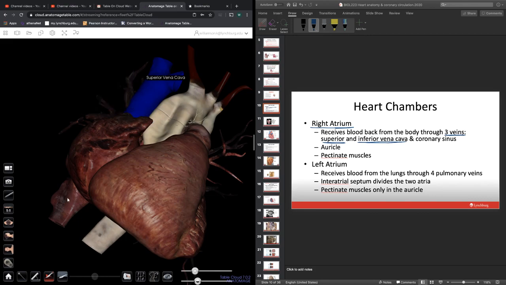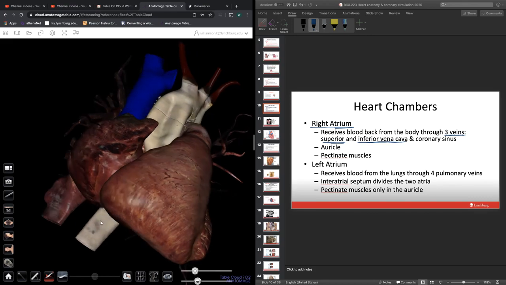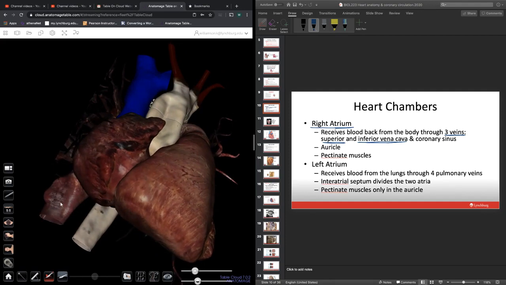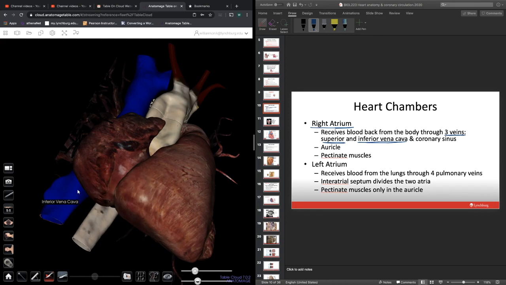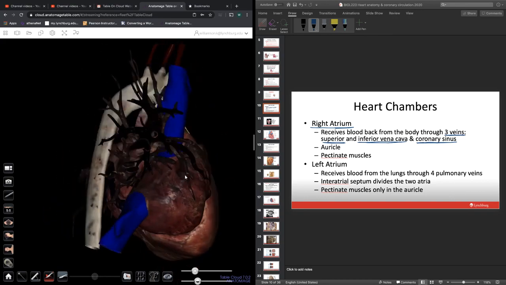So superior vena cava. If we come down from the inferior aspect, this is our inferior vena cava, draining venous blood from the torso and the legs, all heading into that right atrium. And then our third vessel is going to be the coronary sinus.